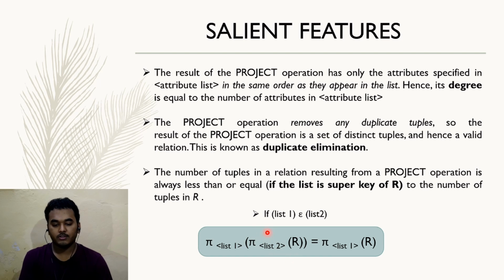So if there's a condition where we have a list 1 which is a subset of list 2, and we are performing this operation, then we can equivalently write this, because the final result will have all the attributes listed in list 1, which is a subset of list 2.